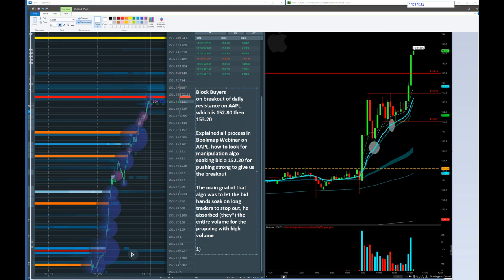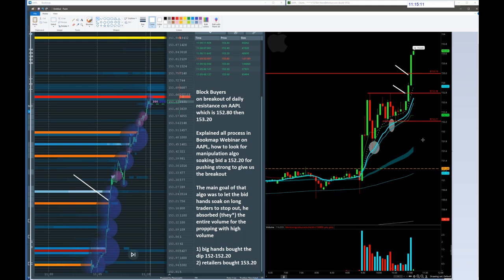So basically we have two situations. One scenario is that the big hands bought the dip at 152.20. The retailers, because they can see the daily breakout, everybody can see it, or worse, the retailers bought at 153.20. There's one buck of difference, okay? That's the main point over here, traders, right? So we can say this is the main daily breakout, and this is the first breakout, and the second breakout over here, where basically the big hands, I think this is very important, I will post in the room. So we can have over here, this is the daily breakout.